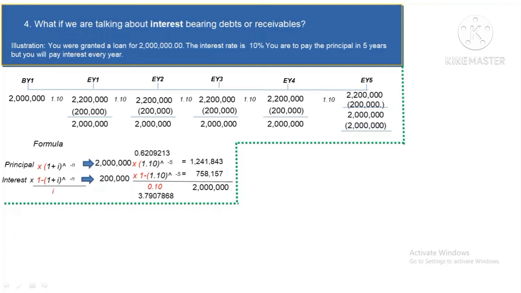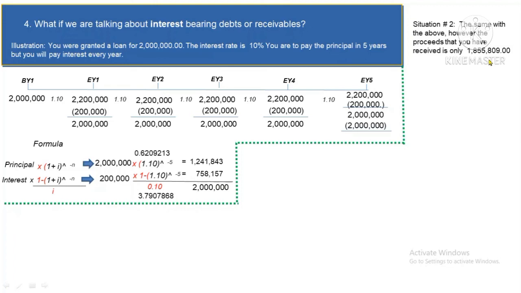Things will only get complicated with interest-bearing notes or debts when the agreed principal is not the same with the proceeds received by the debtor. Let's say, for example, we have situation number 2. Let's assume the last problem where you are to pay 2 million principal at the end of 5 years and interest of 200,000 every year. Except that you only receive 1,855,809 from the creditor as proceeds.